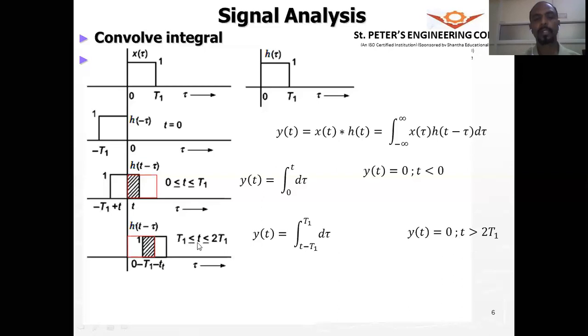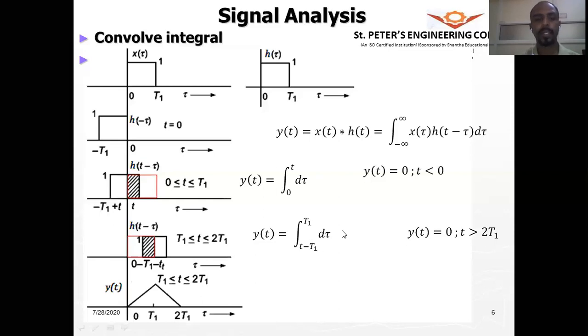When t takes a value greater than 2t1, then the two signals are apart like this. Here h of t minus tau will sit, and x of tau, there will be no overlap. So therefore y of t will be 0 for t greater than 2t1. So we see that there are three regions here: no overlap, partial overlap for the leading edge, partial overlap for the trailing edge, and no overlap. The integral of 1 is nothing but t, so therefore it will be the ramp signal.